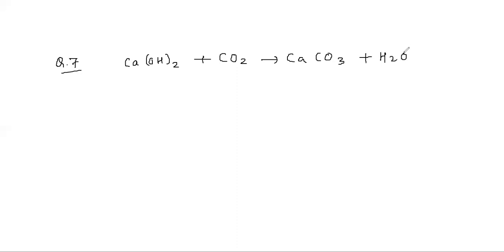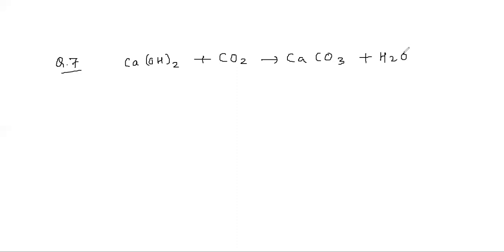So question number 7. Question number 7 says calcium hydroxide, Ca(OH)2, plus carbon dioxide, CO2, gives calcium carbonate, CaCO3, plus water, H2O. Now, write the balanced chemical equation.